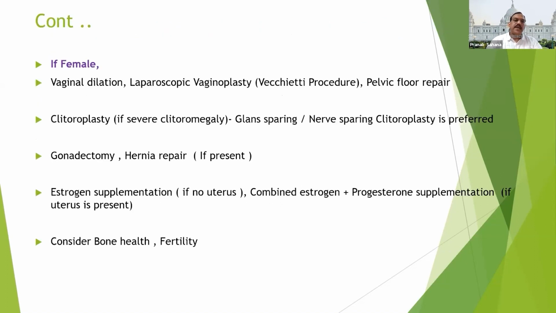If female sex is designated, then vaginal dilatation if required, or laparoscopic vaginoplasty or pelvic floor repair. Clitoroplasty, gland-sparing or nerve-sparing clitoroplasty, is preferred. Gonadectomy if there is high risk of GCT, and hernia repair if present. Estrogen supplement to be given if required, or combined estrogen-progesterone supplement if the uterus is present.